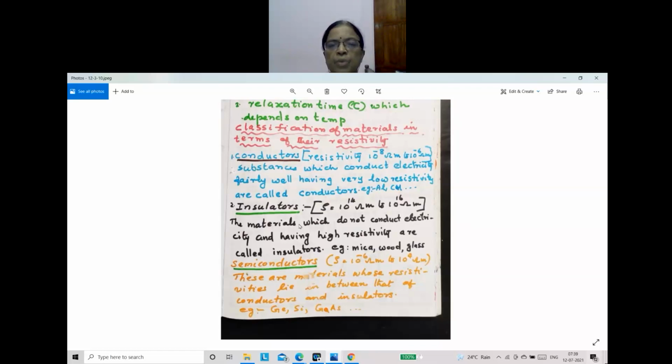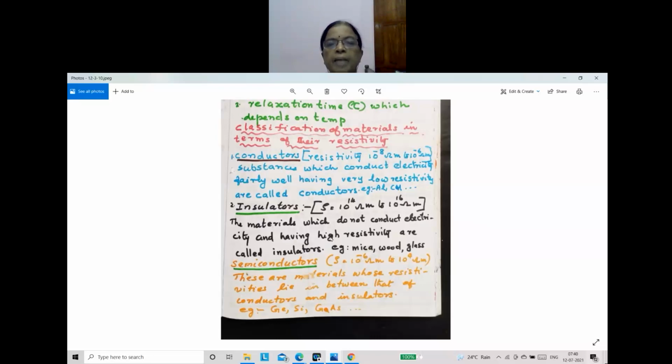So insulators have very high resistance, and very high resistivity also, 10 raised to 14 ohm meter. Ohm meter is the unit of resistivity. And conductors have very low resistivity, 10 raised to minus 8 ohm meter. Very small resistance or resistivity. But insulators are very high, 10 raised to plus 14, 10 raised to plus 16. Very high resistance for insulators. They do not allow the current to flow through them.